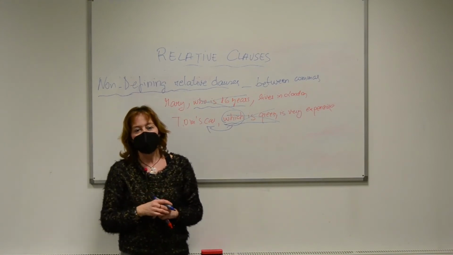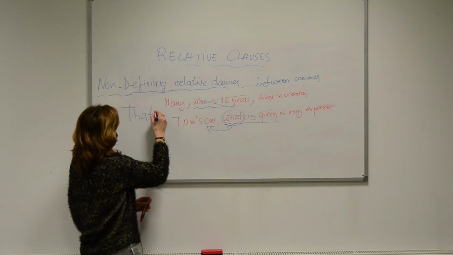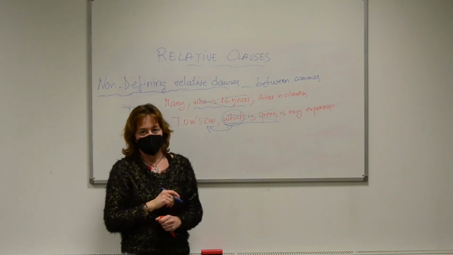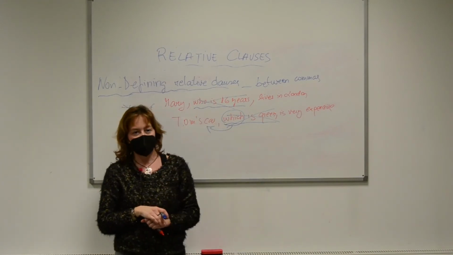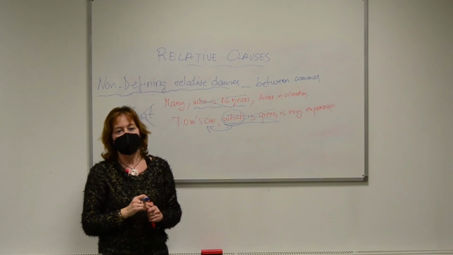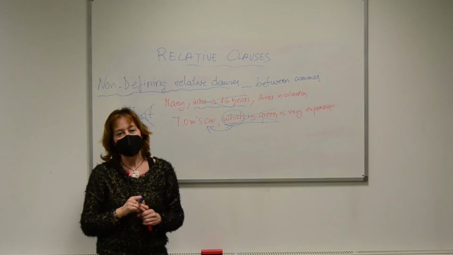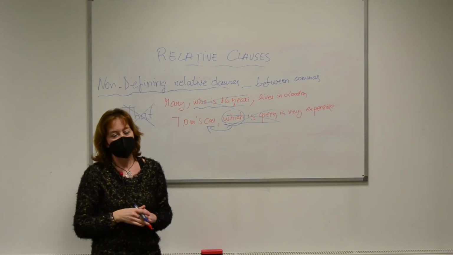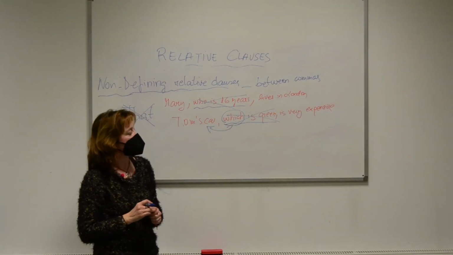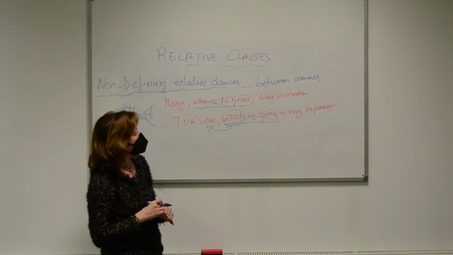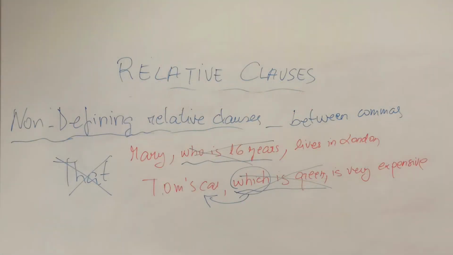And in these non-defining relative clauses, the relative pronoun that is never used. We cannot say that is 16 years old or that is green. In the other type of sentence, we can replace who or which by that. But in this sentence, who or which cannot be replaced by that. And the whole relative sentence can be omitted because it's not necessary. Okay?